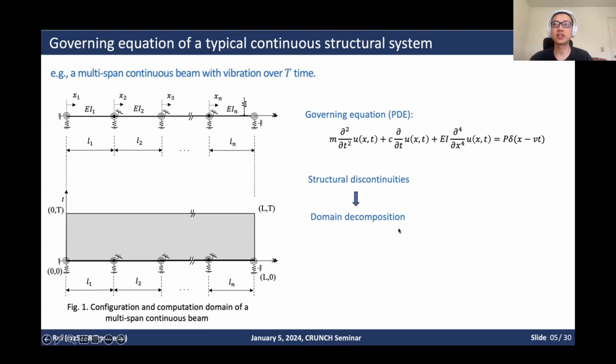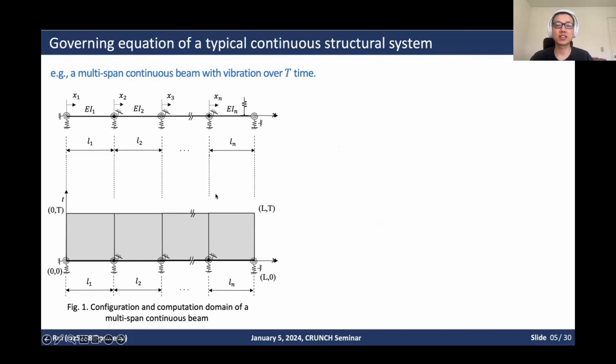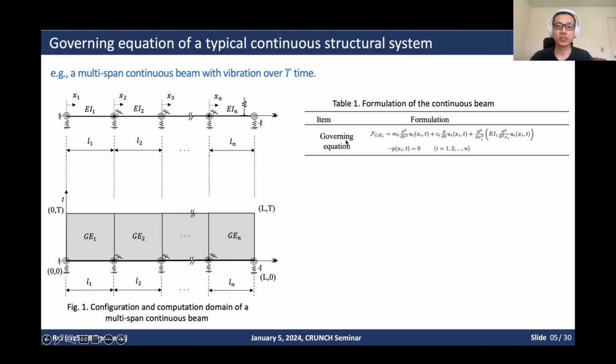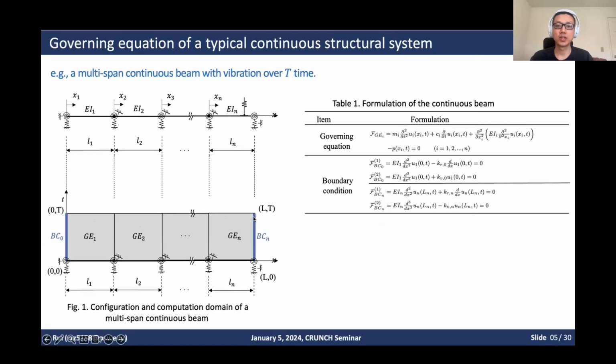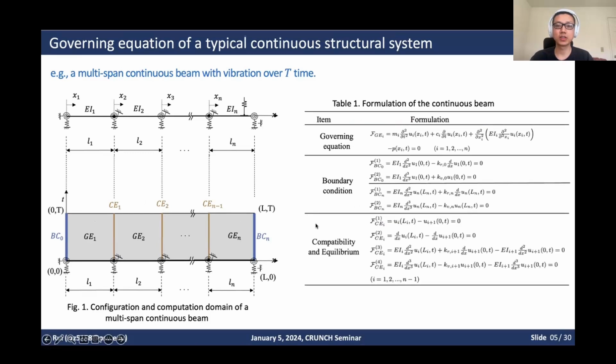It is just like the XPINNs, which were developed by your research group. So in this case, we will divide the whole domain into several subdomains. And each subdomain should satisfy the corresponding governing equations, which I call the GE, a PDE function. It should also satisfy the boundary conditions at the first support and the last support. And also it needs to satisfy the brown one, which represents the interface physics, which means all the points at these internal supports should satisfy this interface physics. Okay, so this is about the physics of this beam.